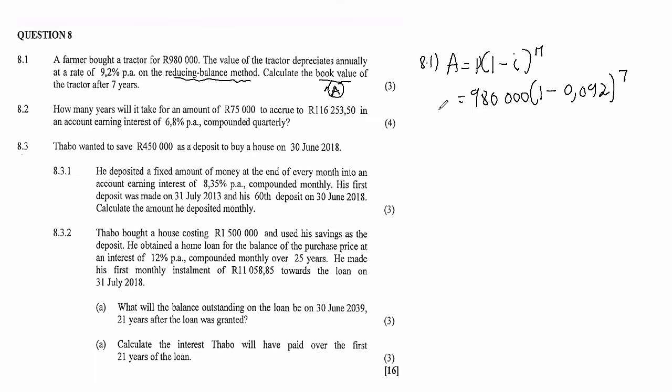So we are looking for the accumulated amount, which is our book value, the amount of the tractor after depreciation, right? So when we punch that into our calculator, we have 498,685.82, right? Then for 3 marks, that's all we were supposed to do: formula, substitution into the formula, and the correct answer, right? Now let's move to 8.2.